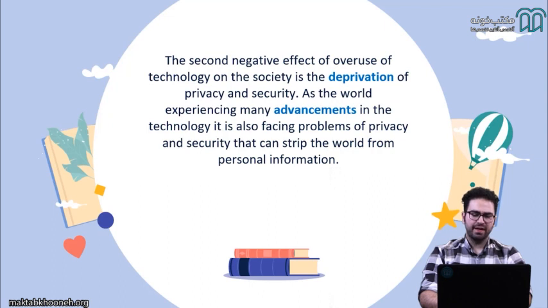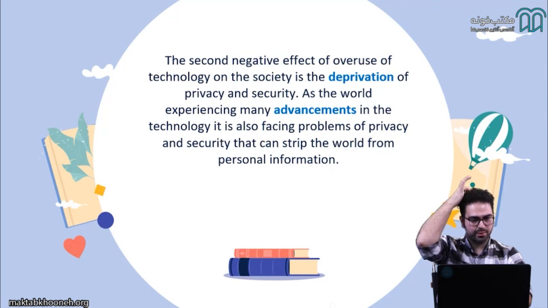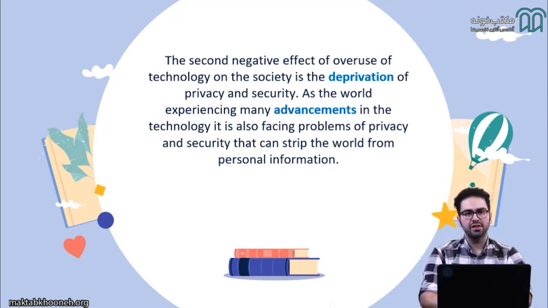The second negative effect of overuse of technology on the society is the deprivation of privacy and security. Deprivation of something, scarcity of something, lack of something, shortage of something, کمبود یک چیز، نبود یک چیزی. Deprivation of privacy and security. فرق داره با نبود یه چیزی ها. وقتی یه چیزی کمه نه اینکه نیست، ولی کلا داره رو به اون نبود خیلی کمه دیگه. Deprivation of privacy and security. privacy توی جلسه پیش خوندیم میشه حریم خصوصی، security امنیت.